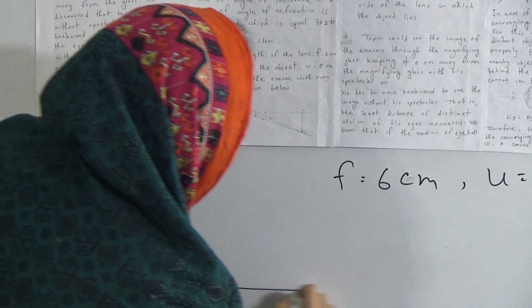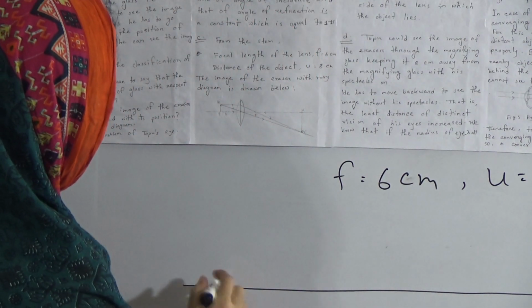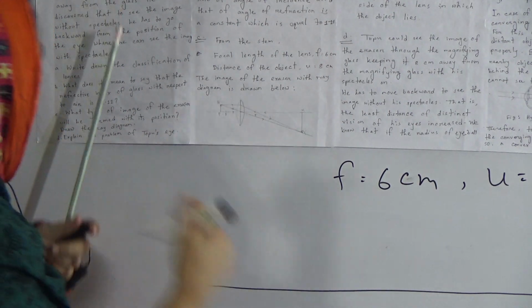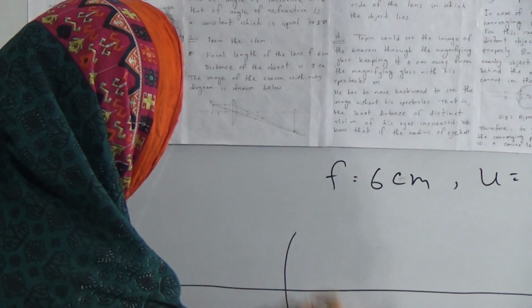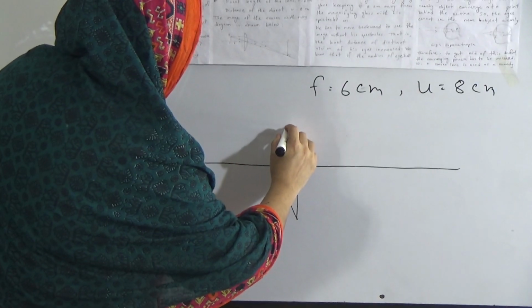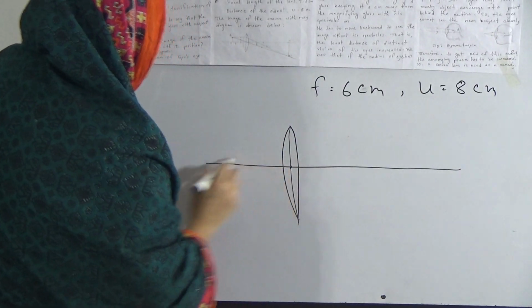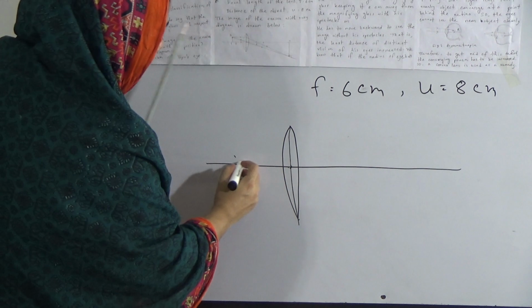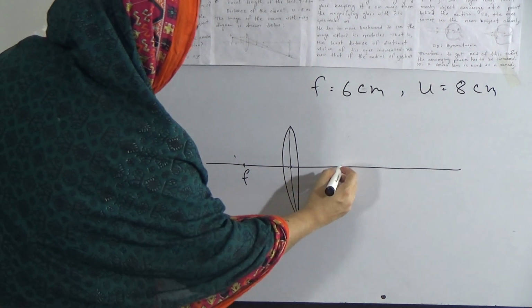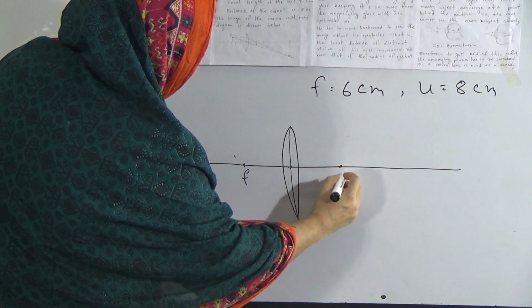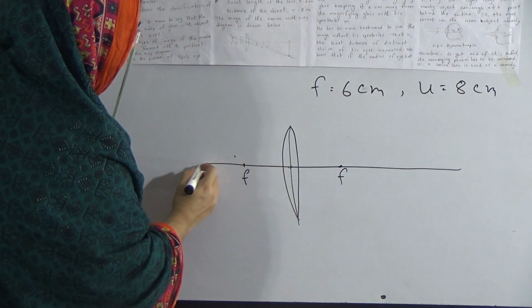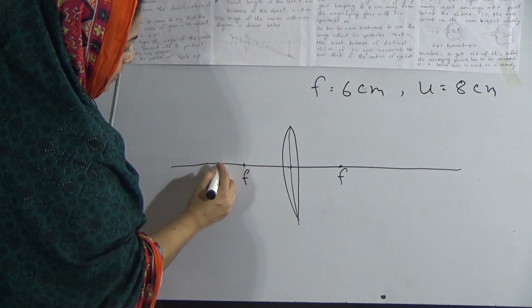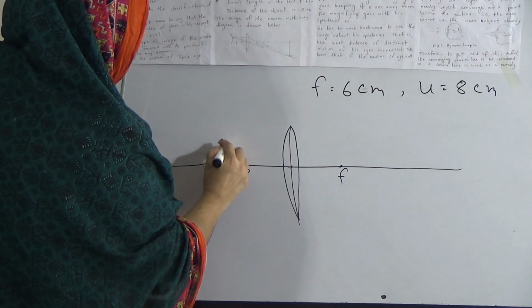So draw a straight line and it will be the convex lens. Okay, so draw a convex lens. This is the center of this lens, and here given focal length f. Suppose this one is f. Okay, this one is f. It will be the same distance. Okay, so the distance of the object is 8 centimeters. That means it will be outside of the focus. Okay, suppose here there is an object.